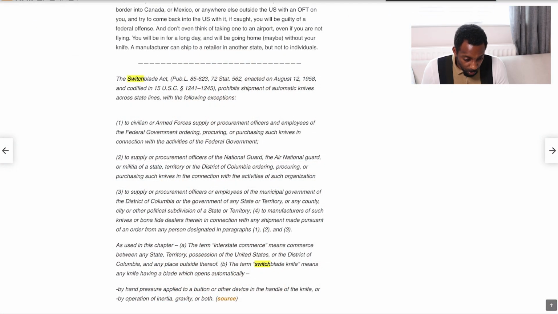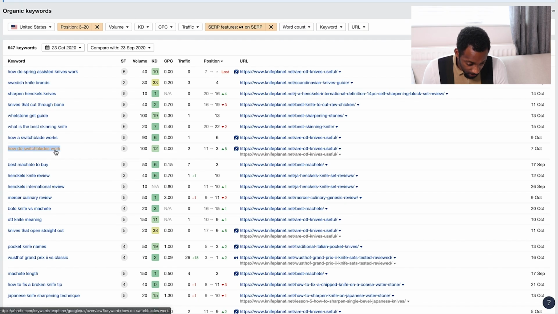So in this scenario, when we're looking at this website, what you want to do is have a short summary explaining a quick answer to what the question is. In this example, I looked at one of the keywords, which was how do switchblades work? They're not particularly trying to optimize for that keyword, so it's like a secondary keyword that Google's picked up.